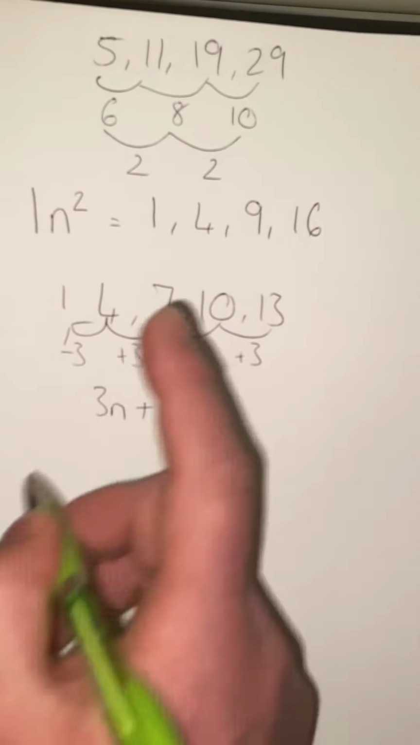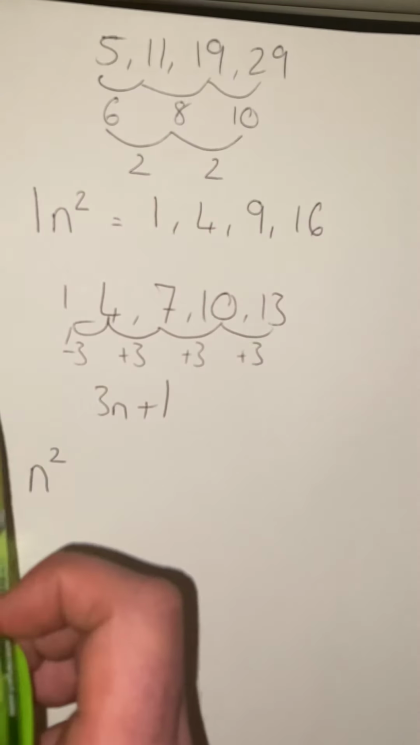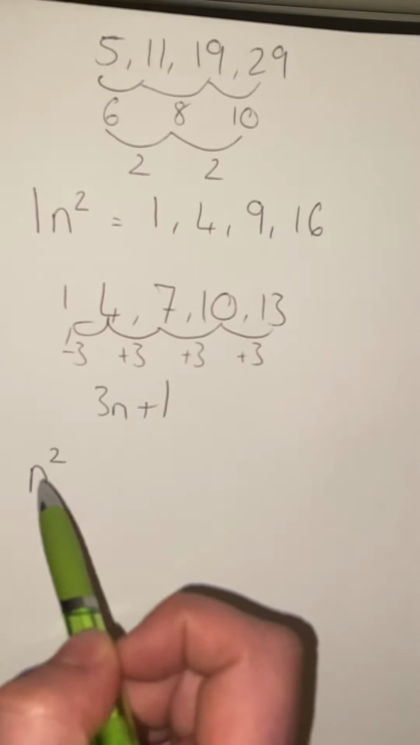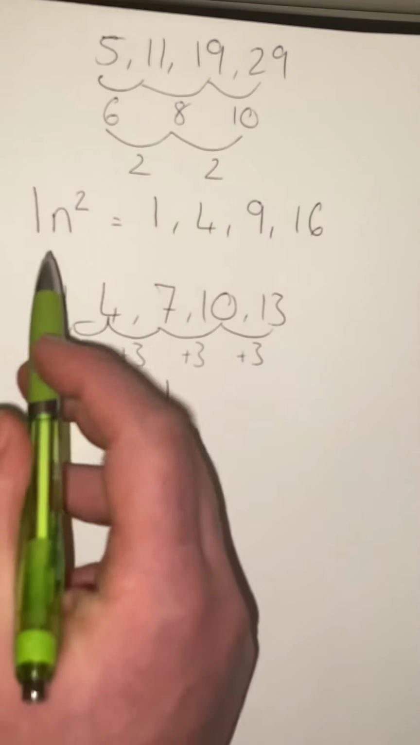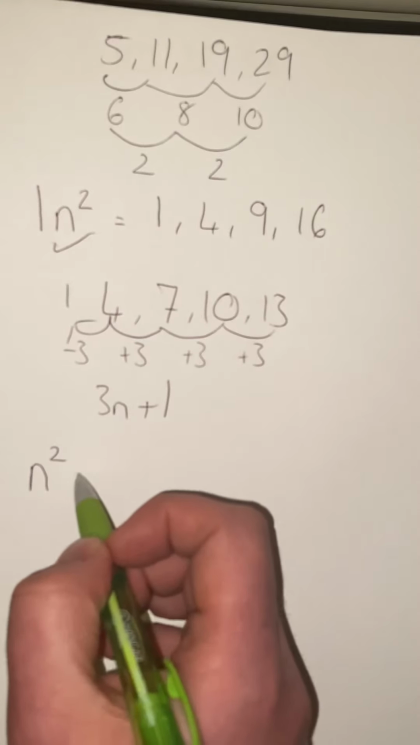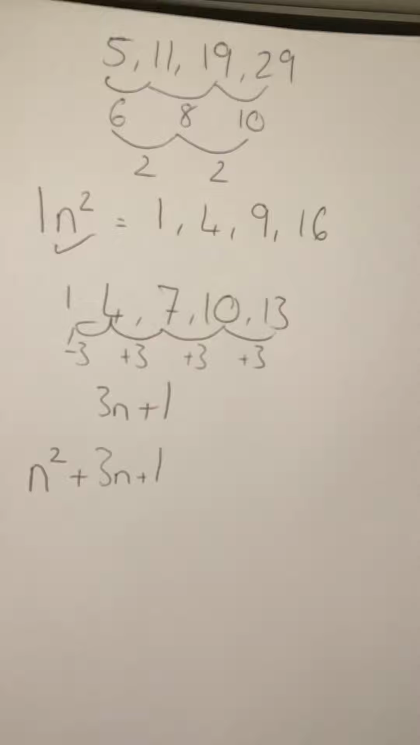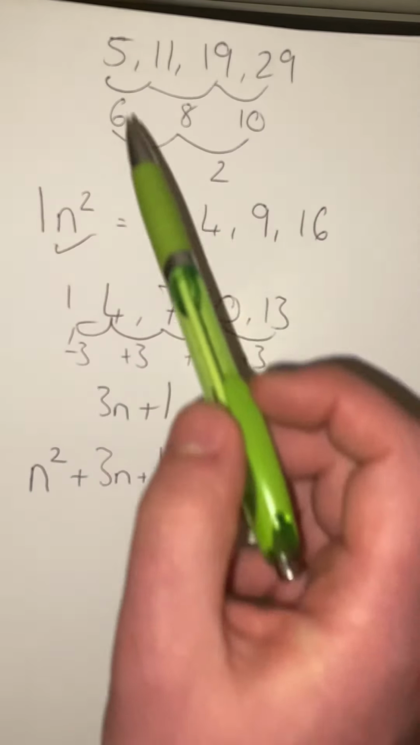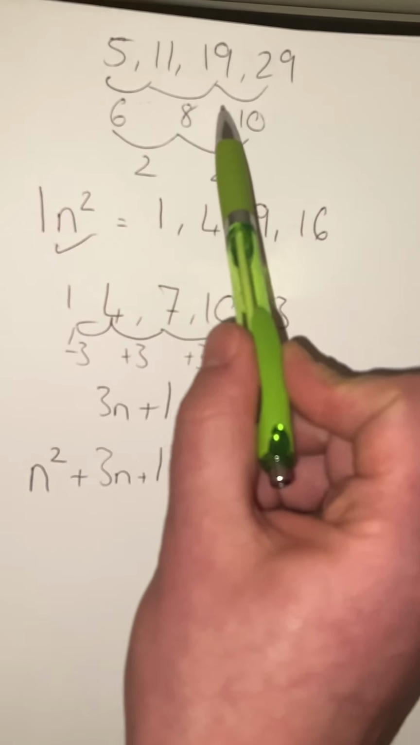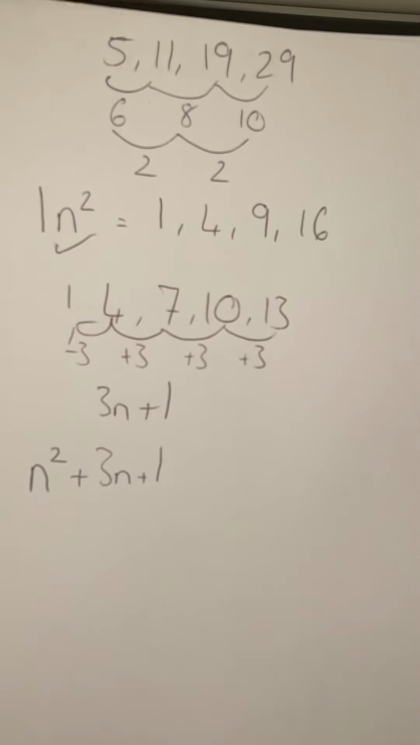Now then, we need to put it all together. So we've said it's n squared. I know I've written 1n squared there, but 1n squared and n squared are the same thing, so I'm going to write it properly. So we've dealt with that bit, so we'll give that a tick to say we've done that. We've then got this bit to add on, so we've got n squared plus 3n plus 1. So the nth term for this sequence here is n squared plus 3n plus 1.